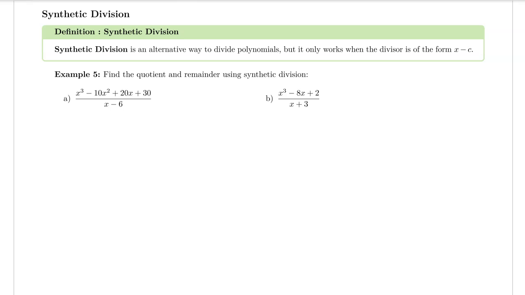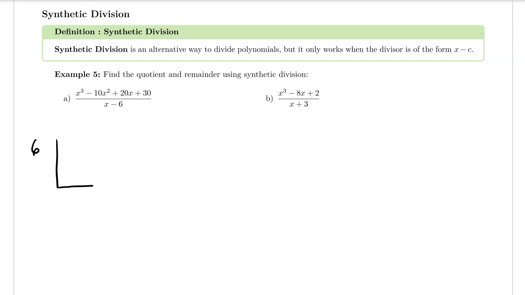Example 5 says, find the quotient and remainder using synthetic division. So we have our numerator here, x cubed minus 10x squared plus 20x plus 30, and we're wanting to divide that by x minus 6, which is of the form x minus c, so we're okay to use synthetic division. Now, when you have your divisor, you want to solve it for its 0 or root. In other words, you set the denominator equal to 0 and solve for x, and so we get x equals 6. So our 0 or root of our denominator is 6, so I'm going to write 6.